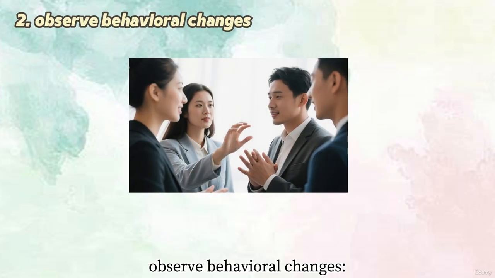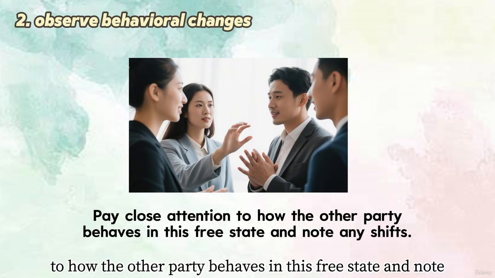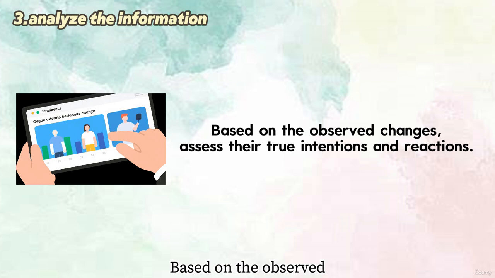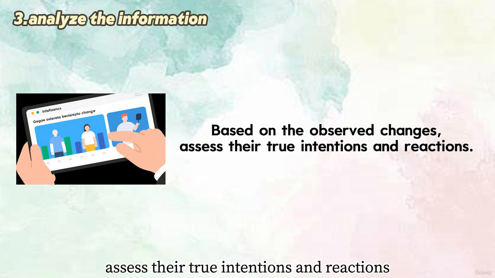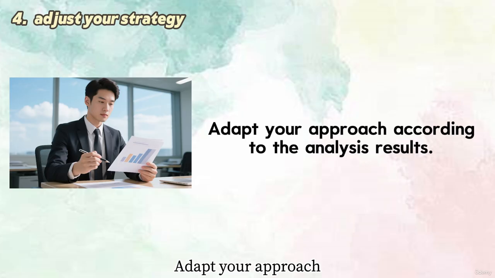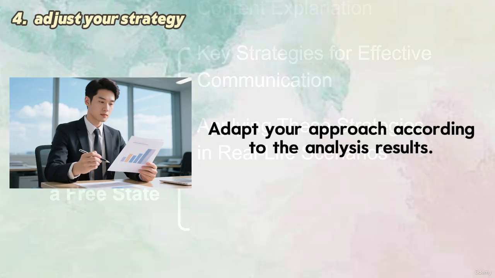Second, observe behavioral changes. Pay close attention to how the other party behaves in this free state and note any shifts. Third, analyze the information. Based on the observed changes, assess their true intentions and reactions. Fourth, adjust your strategy. Adapt your approach according to the analysis results.